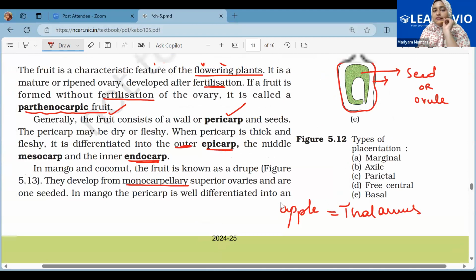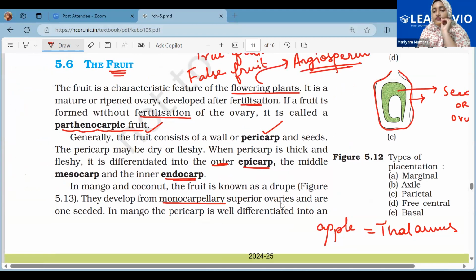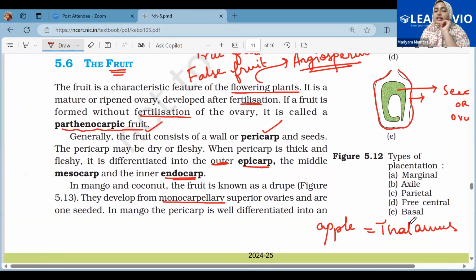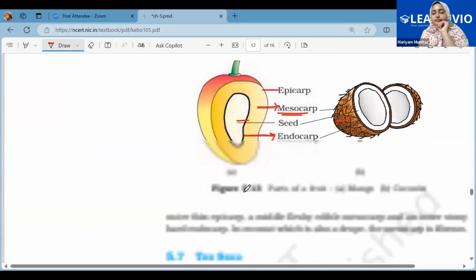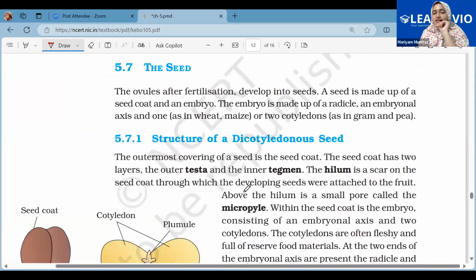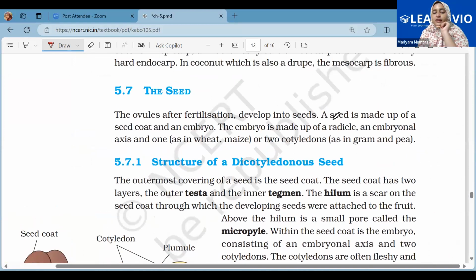Now we know that the fruit is the product of fertilization, and it is a characteristic feature: all the members of the flowering plants have fruit present. Now coming on to the seed. Once fertilization has been done, the ovules turn into the seed and the ovaries develop into the fruit. So the ovules develop into the seed.